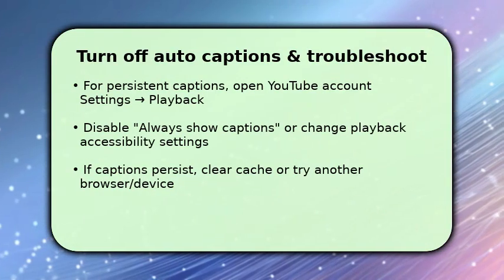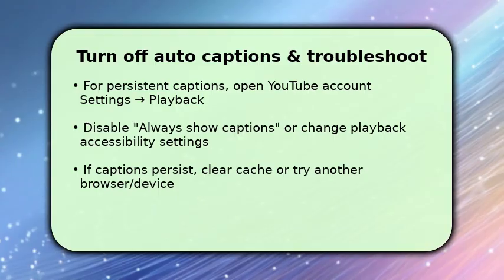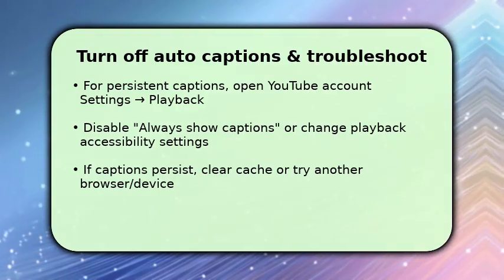To stop captions permanently on your account, go to YouTube Settings, select Playback and uncheck Always Show Captions. This prevents auto-captioning across videos.